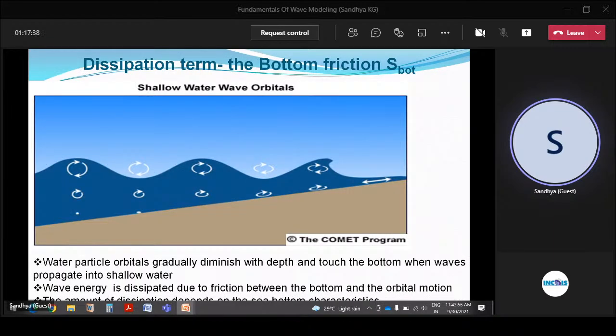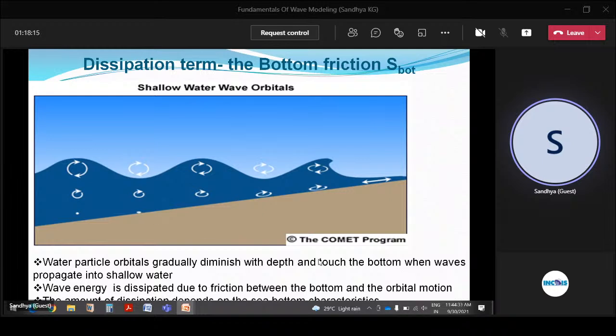Now, the next term, the bottom friction term, is important only in shallow water. In shallow water, as I showed you, the water particles move. When coming to the transitional depth, the orbits of the water particles gradually diminish, and finally touch the bottom. So the wave's energy is dissipated due to the physical friction between the bottom and this orbital motion.